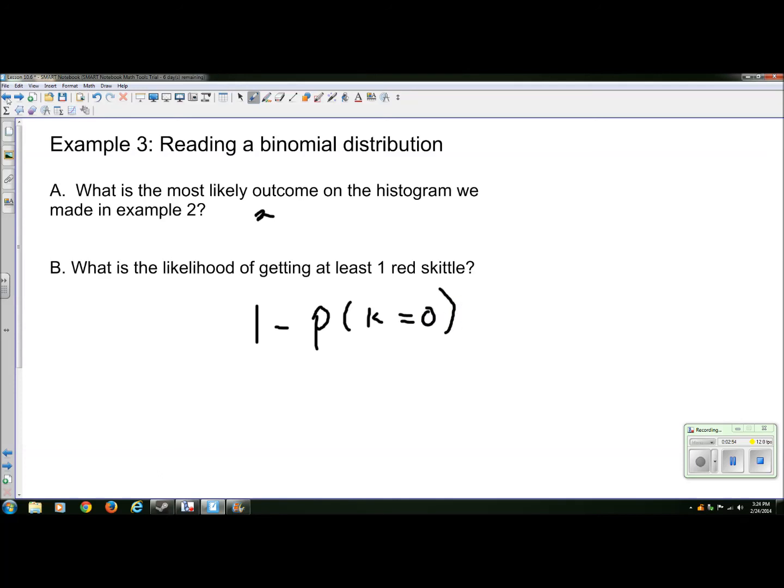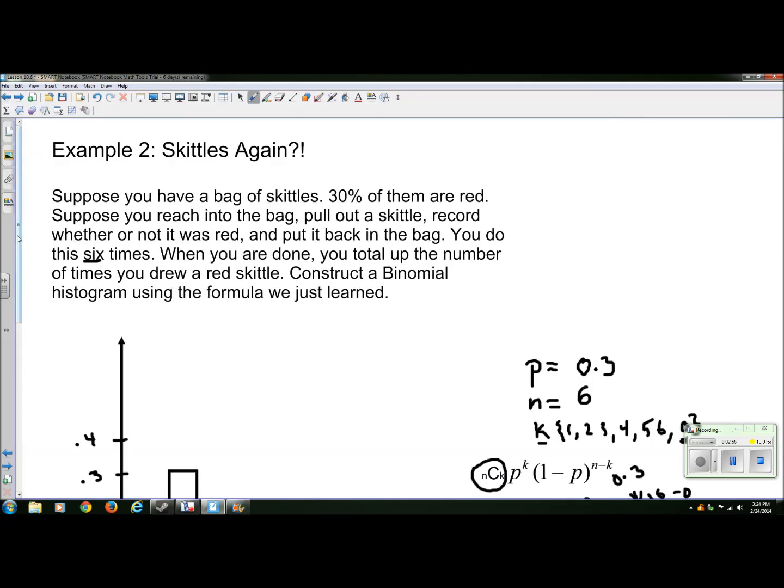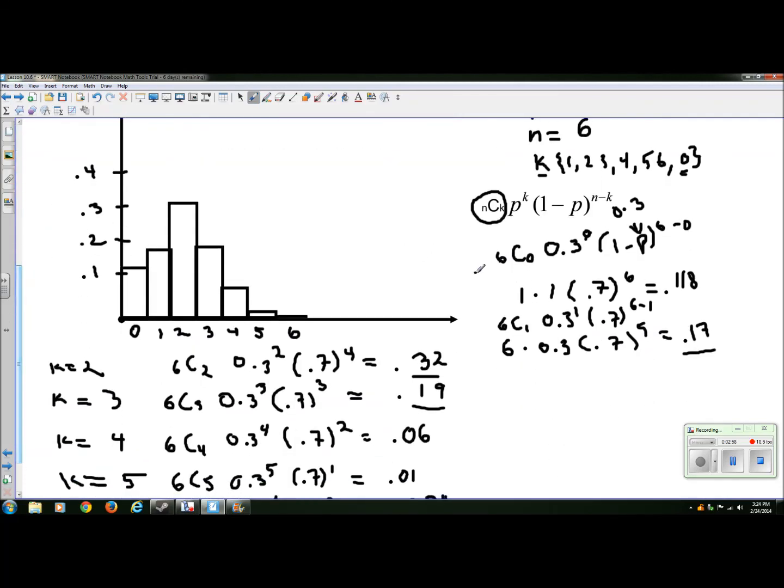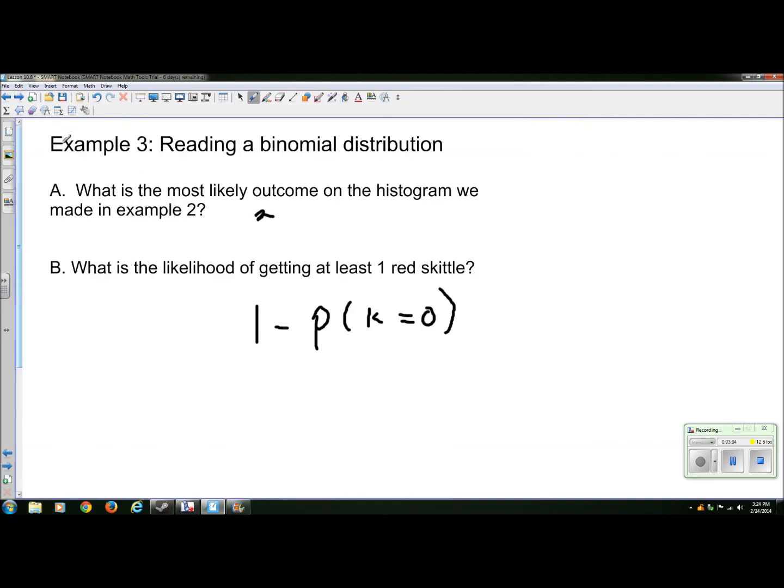Okay, well what is that probability? When k is 0, that's this one, we got 0.118 as our probability out. So 1 minus 0.118 is equal to 0.882.